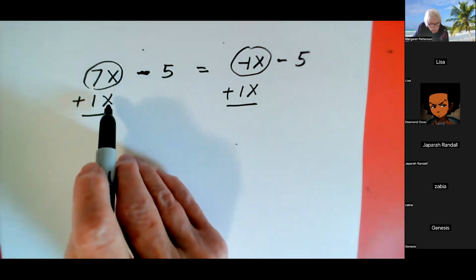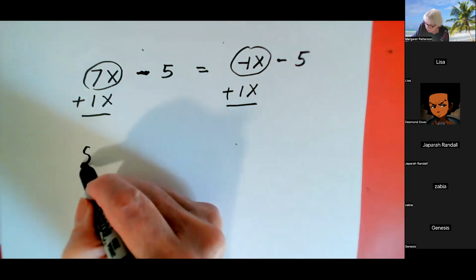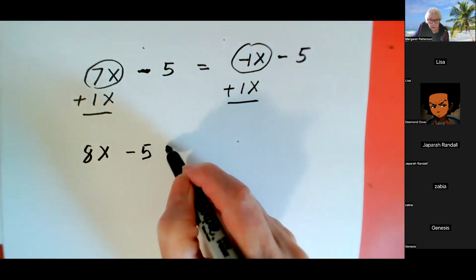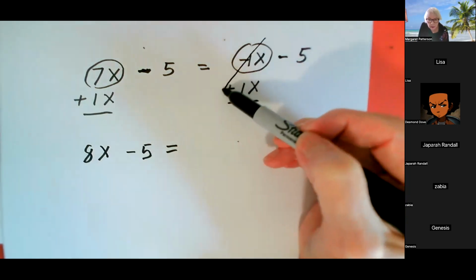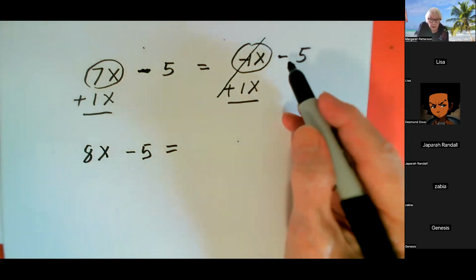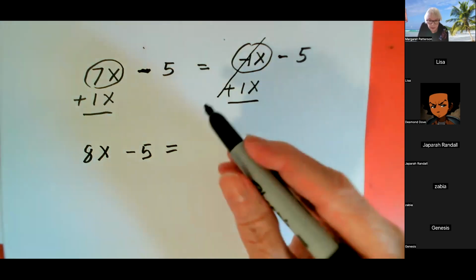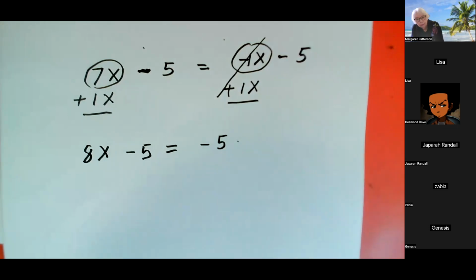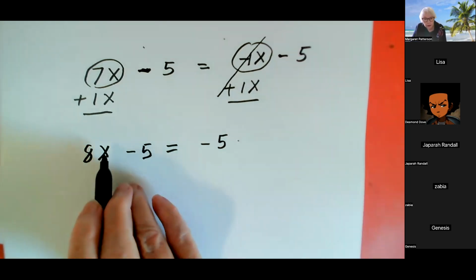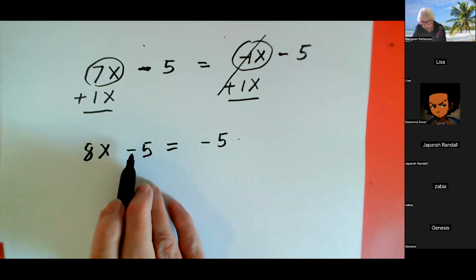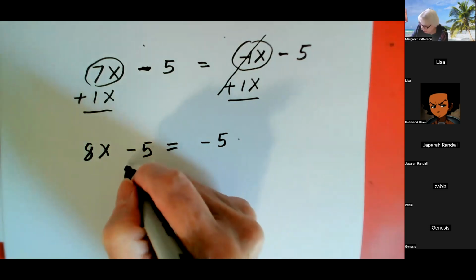7x and another 1x would be 8x. The -5 is copied. And this was the work I intentionally did. The -1x and the +1x together make 0. And the only thing I have left is the 5, but notice it's -5. Okay. 2-step problem. Here's the x. I get rid of the -5. I add.